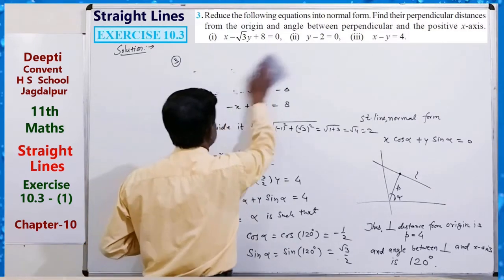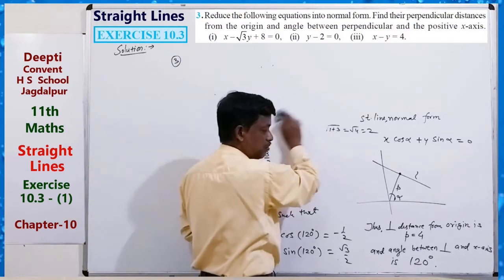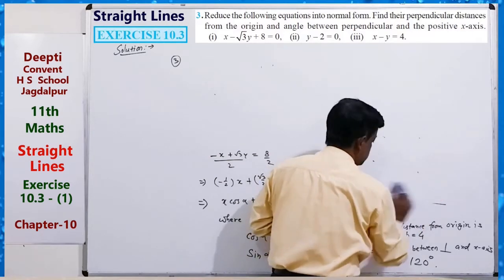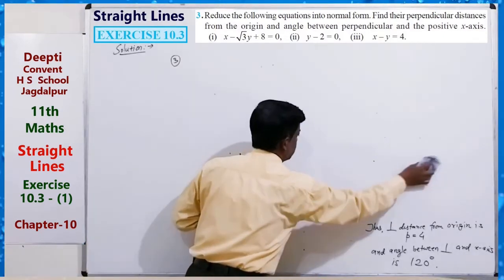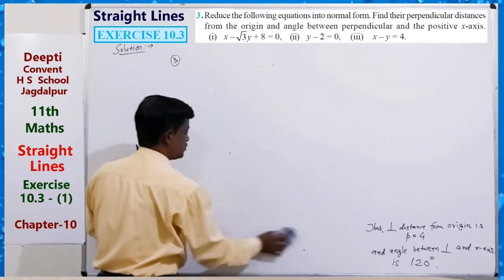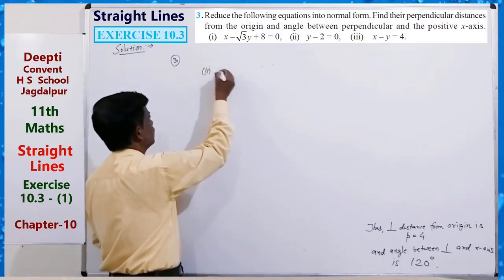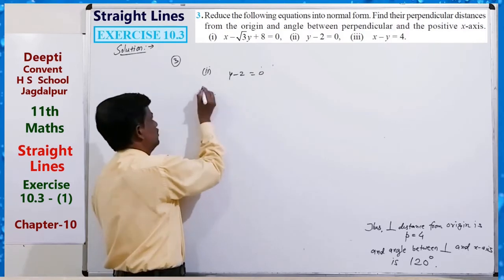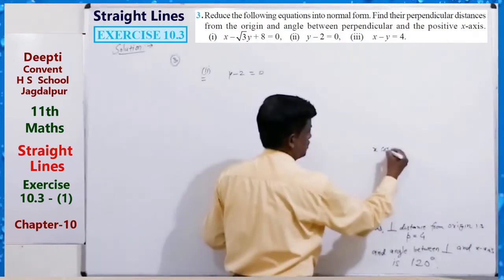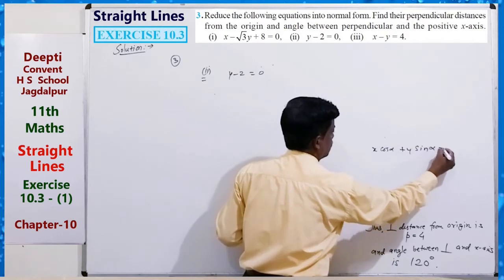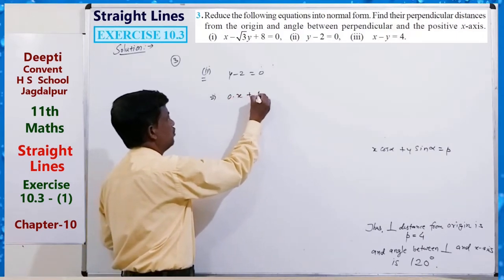Okay. Now, question second. Just in short, y minus 2 equals to 0. Y minus 2 equals to 0 means y equals to 2, which is a line parallel to the x-axis. We can use the formula for finding the normal form, x cos alpha plus y sin alpha equals to p. So just write 0 into x plus 1 into y equals to 2.